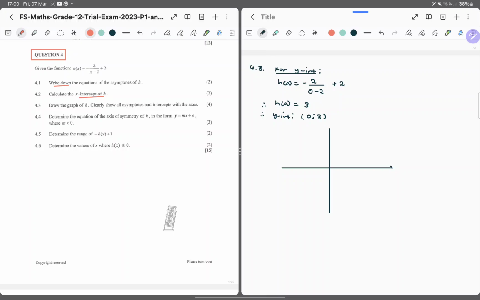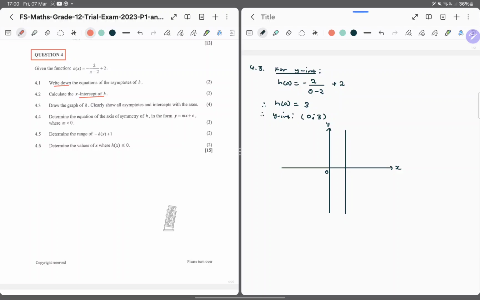Okay, so this is the x-axis, that's the y-axis, that's the origin. Now, we know that the y-intercept is at (0, 3). That's not a big deal. But now, where's our asymptote? It is at 2. So we can say that should be our vertical asymptote.